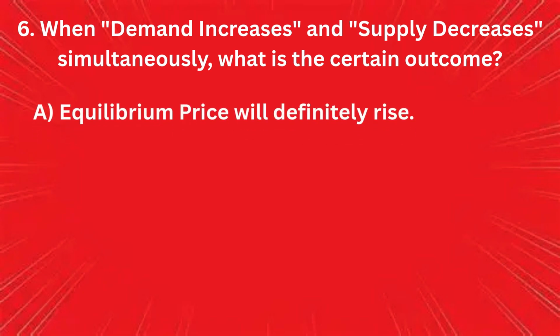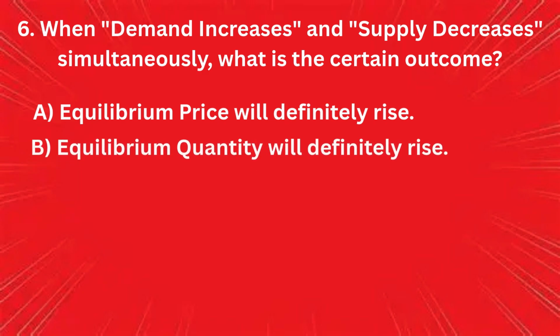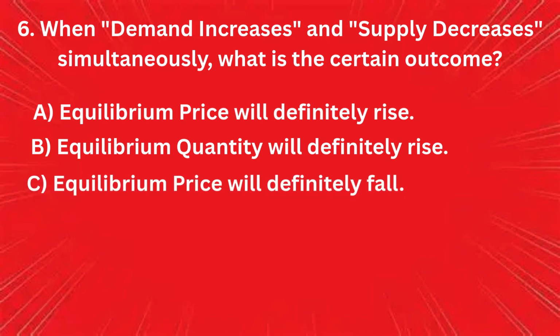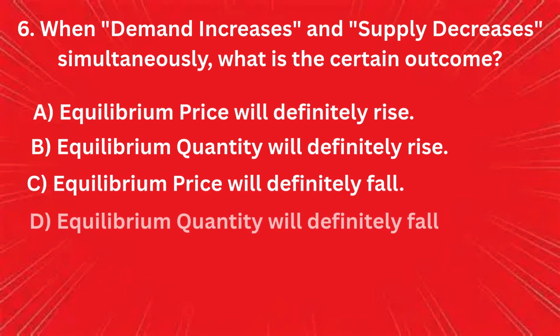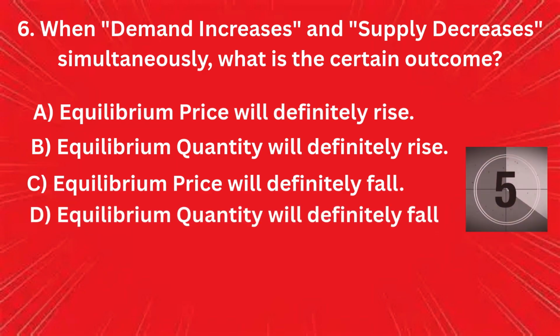A. Equilibrium price will definitely rise. B. Equilibrium quantity will definitely rise. C. Equilibrium price will definitely fall. D. Equilibrium quantity will definitely fall.